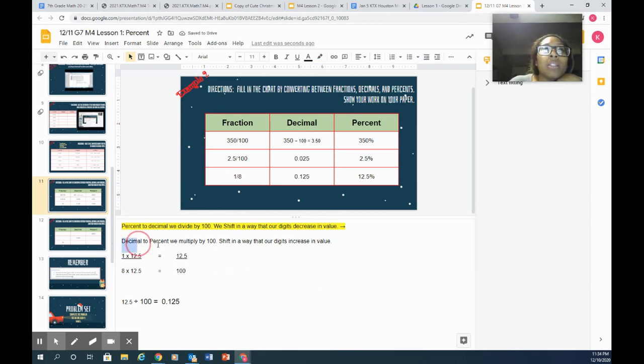Now, in the same instance, when we're moving from a decimal to a percent, I'll highlight that in a different color. Moving from a decimal to a percent, we multiply by 100. That means that we shift in a way that our digits increase in value. That would imply that we are moving to the left. Our digits are shifting to the left to increase. All right, so keep these in your notes because you are going to need this as you are working on that problem set. Go ahead and read the next slide and then continue on to the problem set.